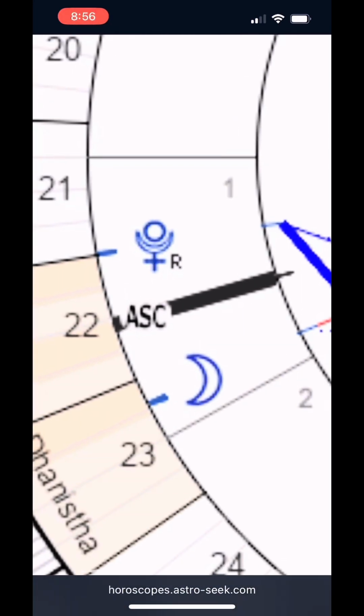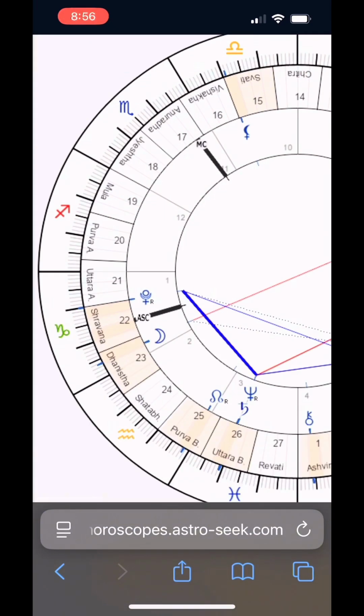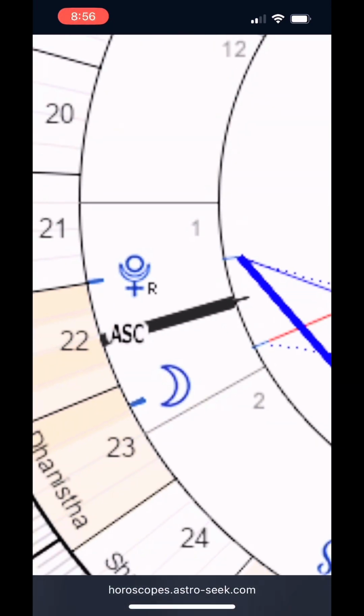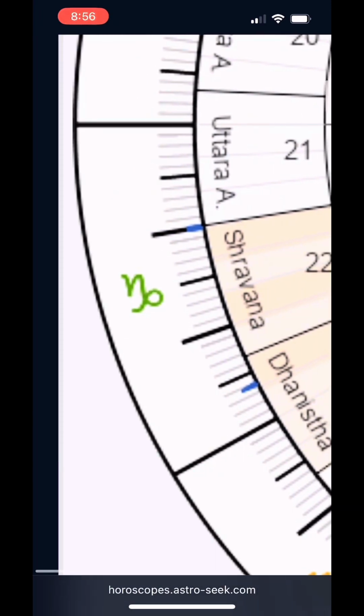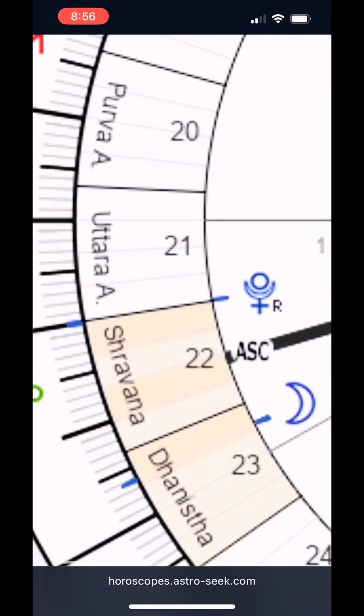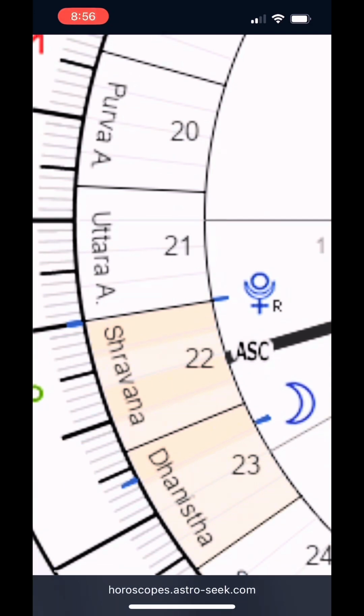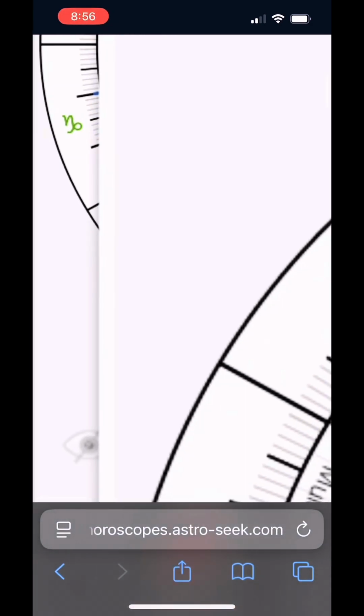What am I doing here now? I think I'm just playing around with it. So, in this one, the first house has Pluto and the moon on the ascendant, the moon on the ascendant in Capricorn.